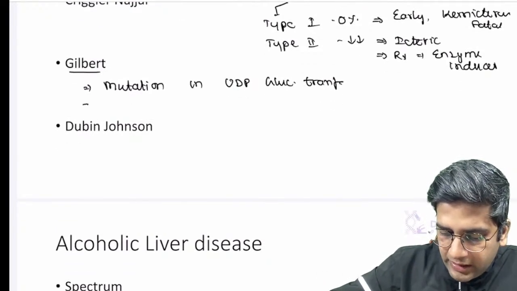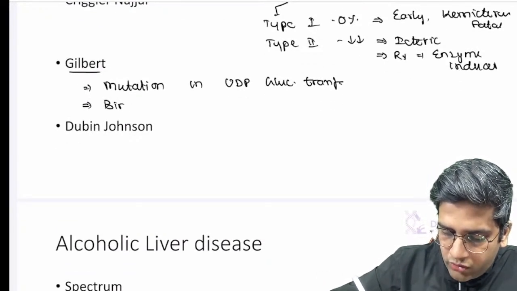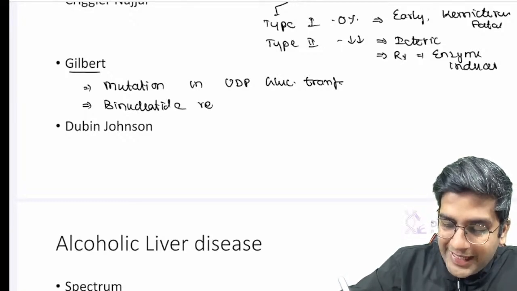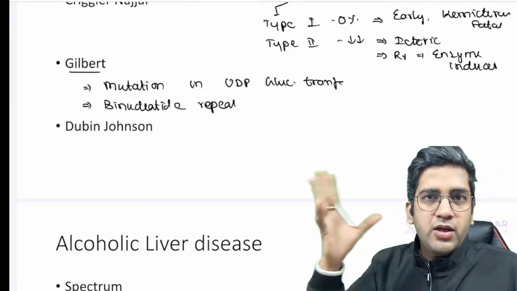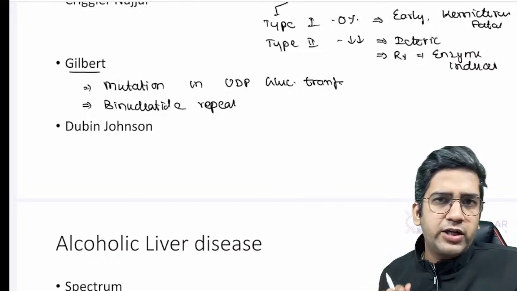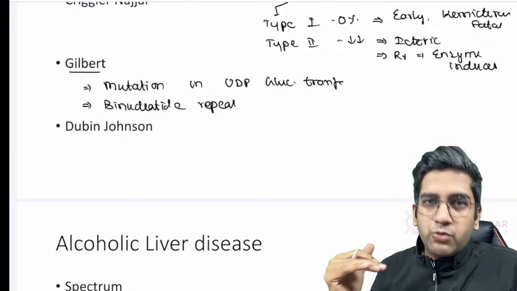Here, it's actually a binucleotide repeat. If you want to add extra points, you can write it's a binucleotide repeat sequence, like your trinucleotide repeat syndromes of Fragile X and everything. In the same way, I have binucleotide repeats in UDP glucuronide transferase. So the enzyme is not working properly, fine.